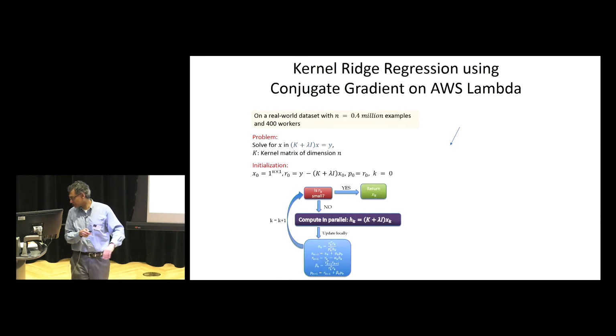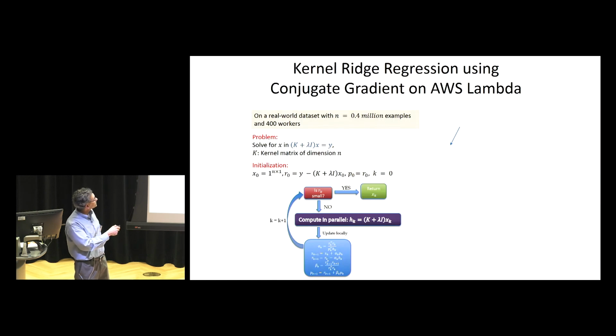Oh, my plots didn't come out. That's too bad. But it turns out that you can use a couple of applications. We've tried them on a kernel ridge regression using conjugate gradient on AWS Lambda, and 0.4 million examples and 400 workers. The key is that you have to repeatedly solve for (K + λI)x = y. Lambda is a regularization parameter. And you initialize this, and then you go through this loop until you're done.